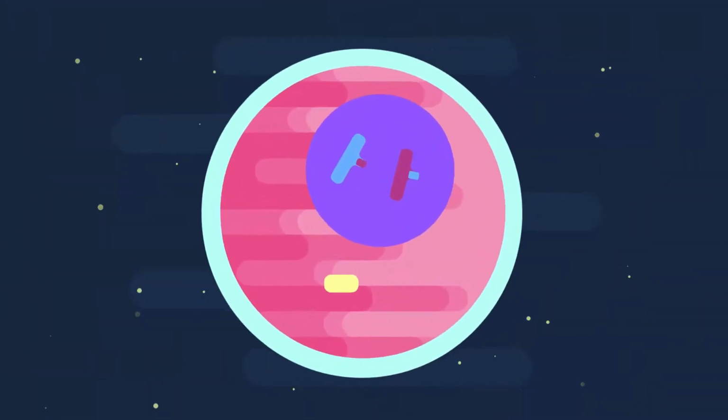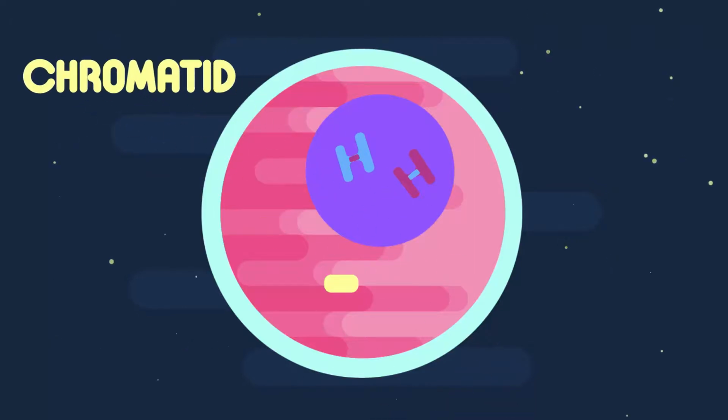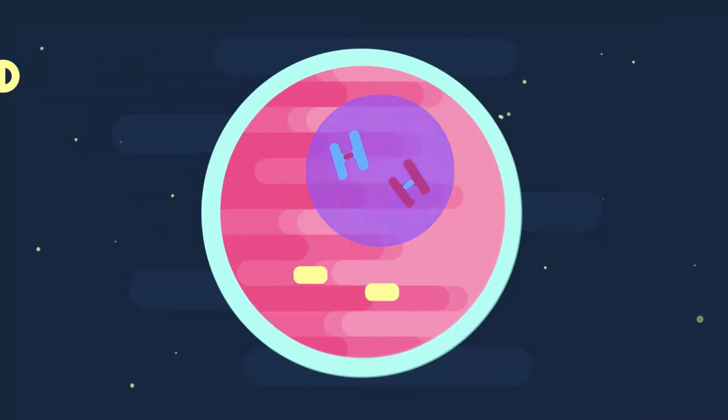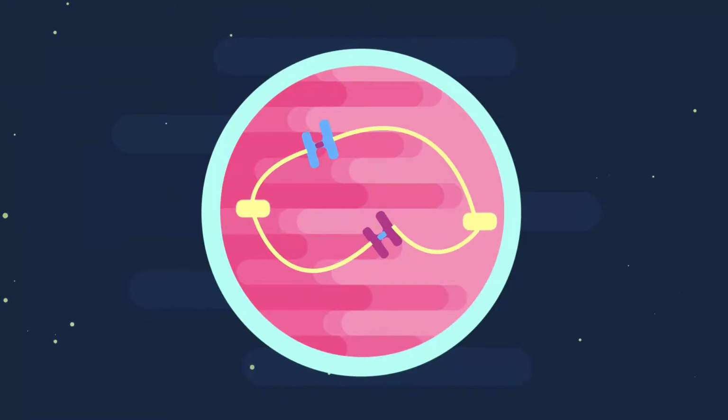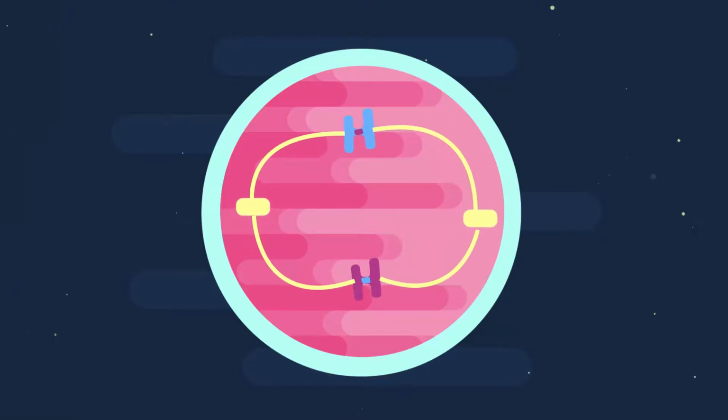The DNA is exactly replicated, and each chromosome now becomes two identical chromatids joined at the centromere. Chromatid is the word we use to describe the newly copied chromosome, the identical copies. The chromosomes become attached to spindle fibers, which run from one pole to another. The individual chromosomes line up at the equator of the cell.